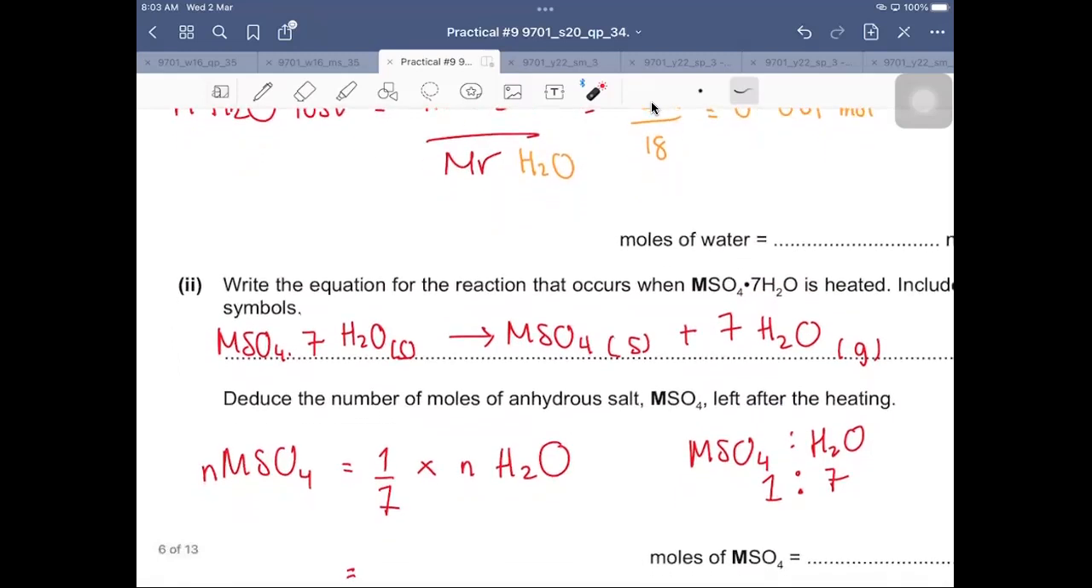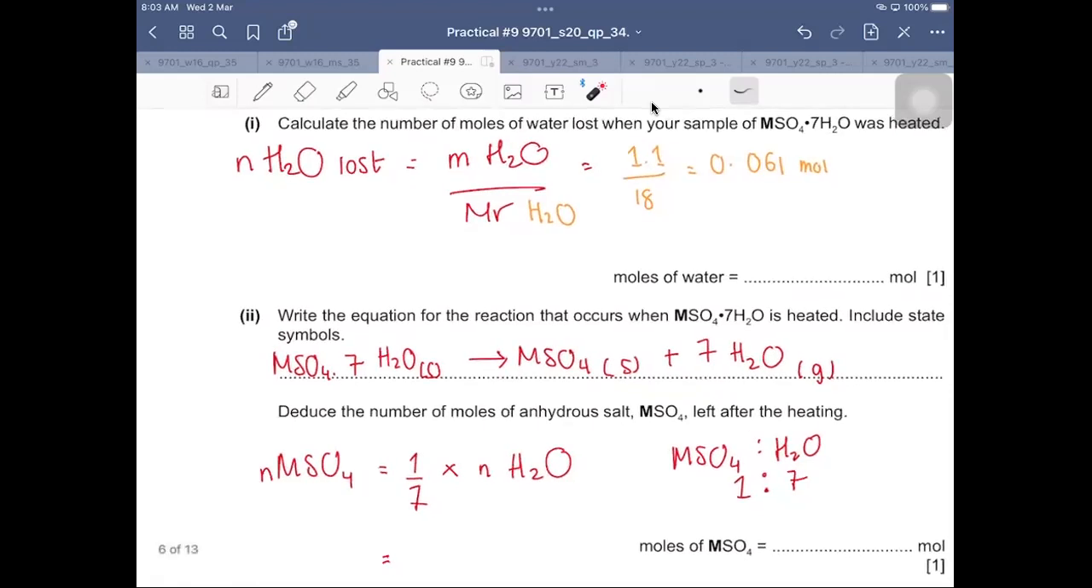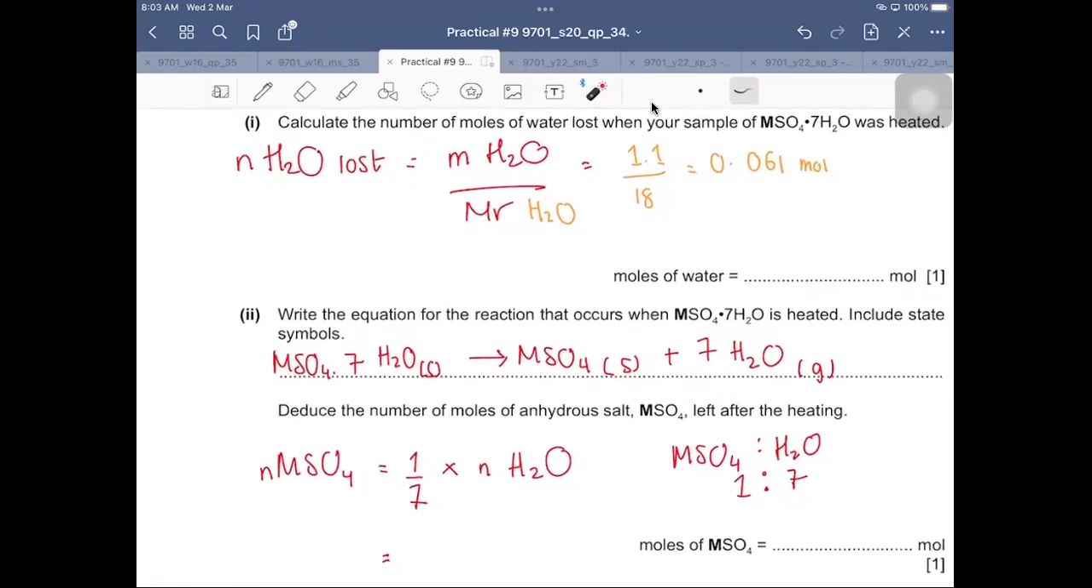Okay, after you work out the number of moles of water, and then you get a balanced equation, making sure that the equation is balanced, you want to find the number of moles of metal sulfate. From the first part, you already know the number of moles of your H2O. With the mole ratio, the number of moles of metal sulfate to H2O is 1:7. So you can find the number of moles of metal sulfate if you know the number of moles of H2O.